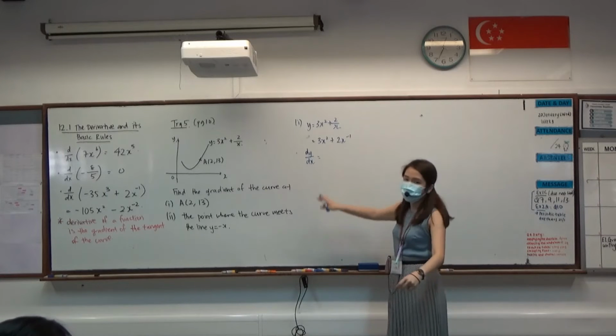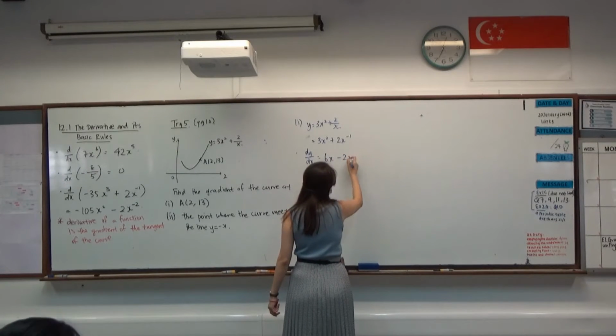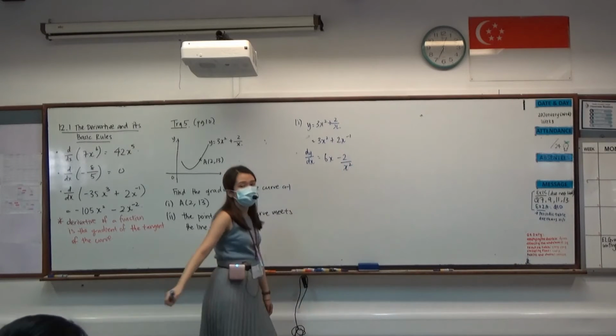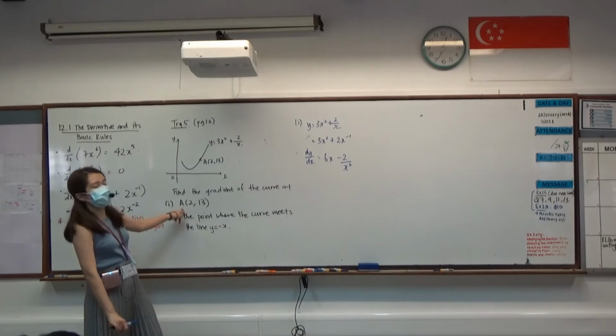Joanne? 6x minus 2 over x squared. Okay, great. Because we get x to the power of negative 2. Now we want it to be at A (2, 13).